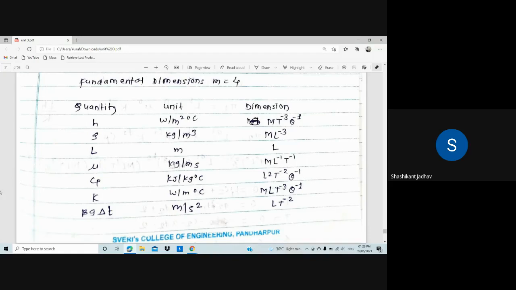So how many fundamental dimensions are there? That is M, L, T and theta. Therefore fundamental dimensions m is equal to 4.